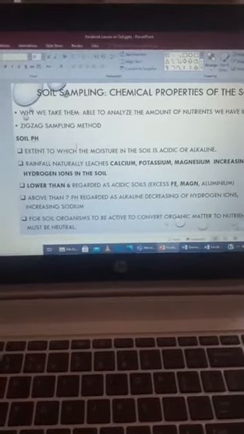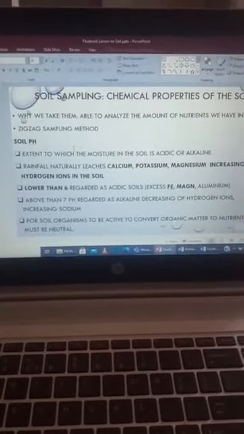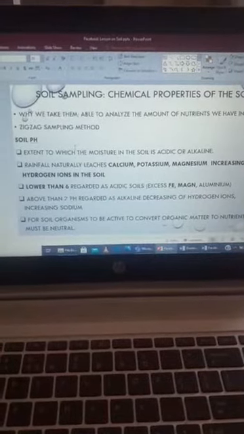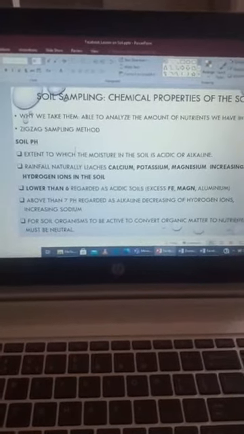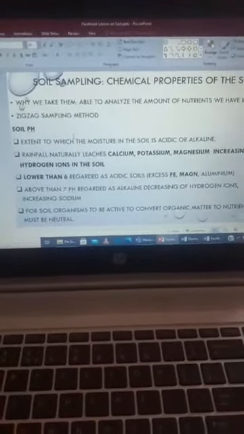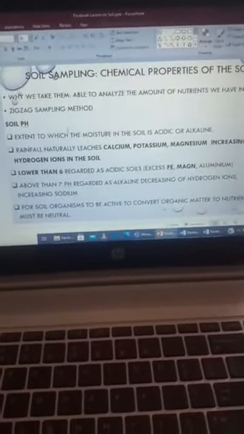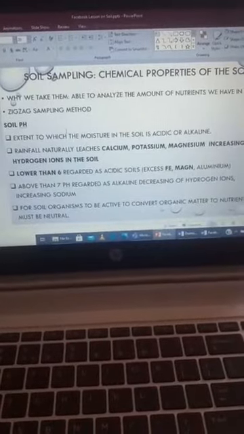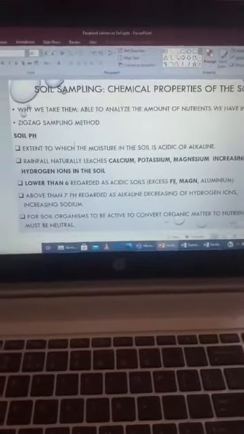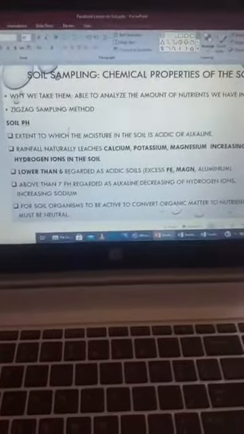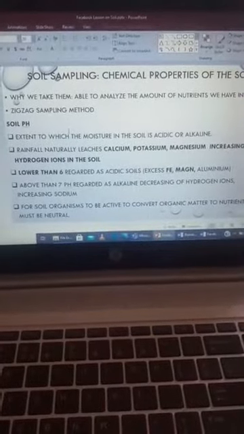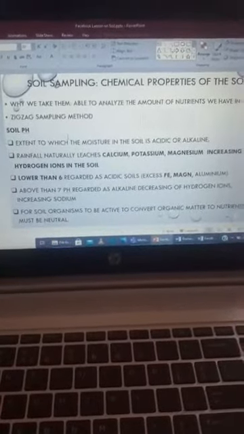You need to follow a zigzag method where you move in your field in a zigzag. Unfortunately, we cannot demonstrate practicals here. So it's all pH, an extent to which the moisture in the soil is acidic or alkaline. Okay, we've heard that, that a soil sample will give us the pH, whether it is acidic or alkaline.